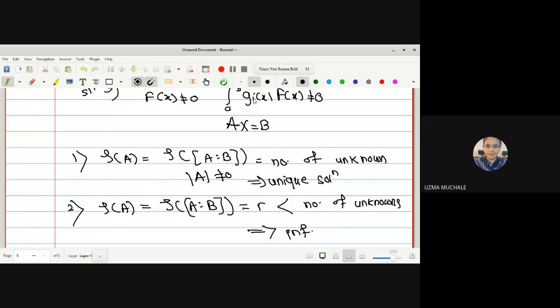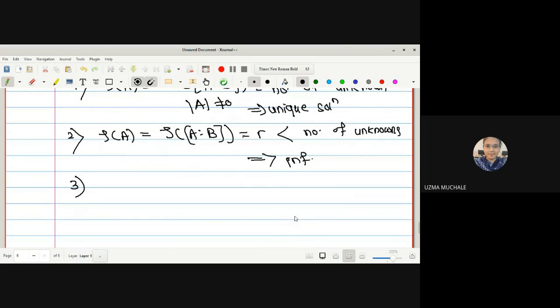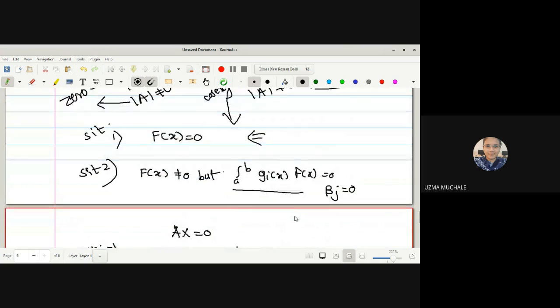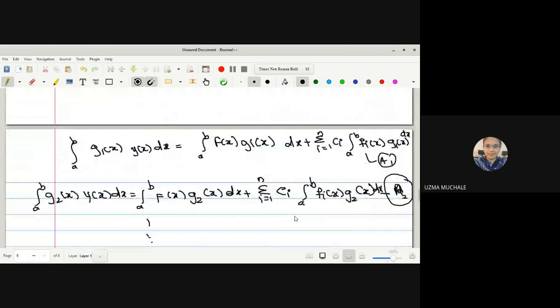You have to find the rank of the matrix, say the rank of matrix AB, and if it is equal to the number of unknowns, then you get a unique solution. And if the rank of both is equal to some value r, but this value r is less than the number of unknowns, suppose you have a system of 3 by 3 but here you get the rank equal to 2, so 2 is less than the number of unknowns, and hence you get infinitely many solutions. Okay, any doubt in this? No, ma'am.